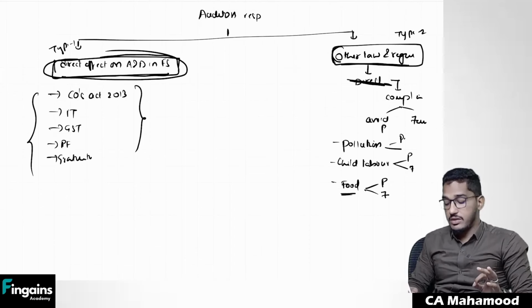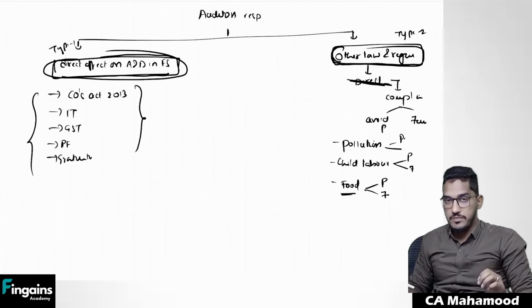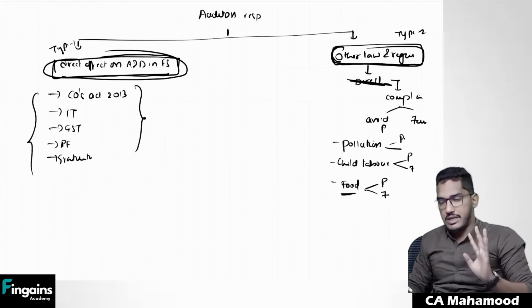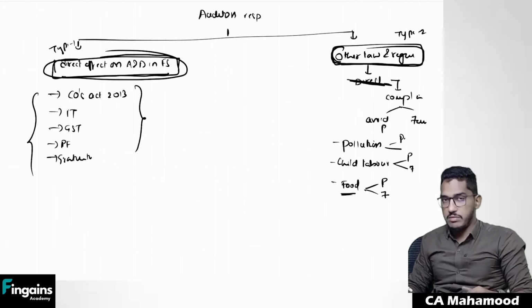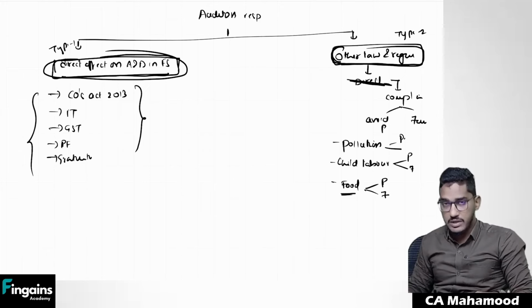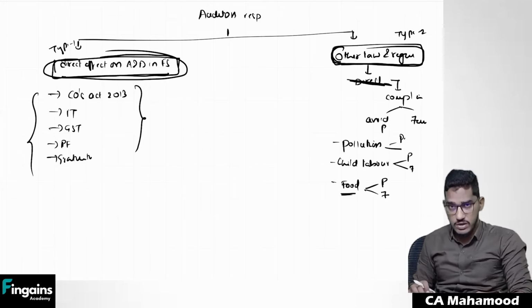So like this, for the purpose of auditor's responsibilities, we divide laws and regulations into two categories: those laws and regulations which have a direct effect on the financial statements, and other laws and regulations. You tell me, using your common sense, let us ignore what the standard is telling. You apply your common sense and tell me regarding which laws and regulations the auditor has to be more concerned about.